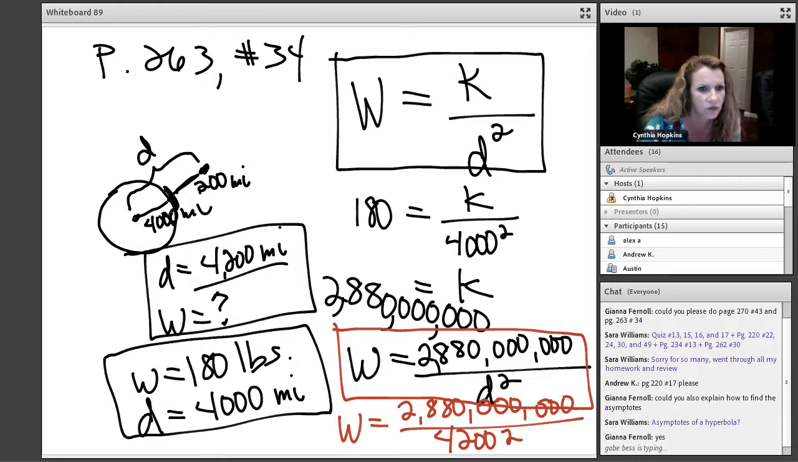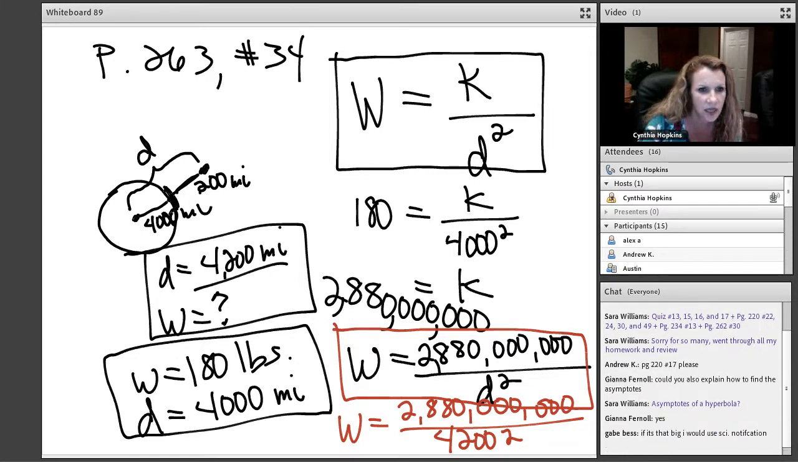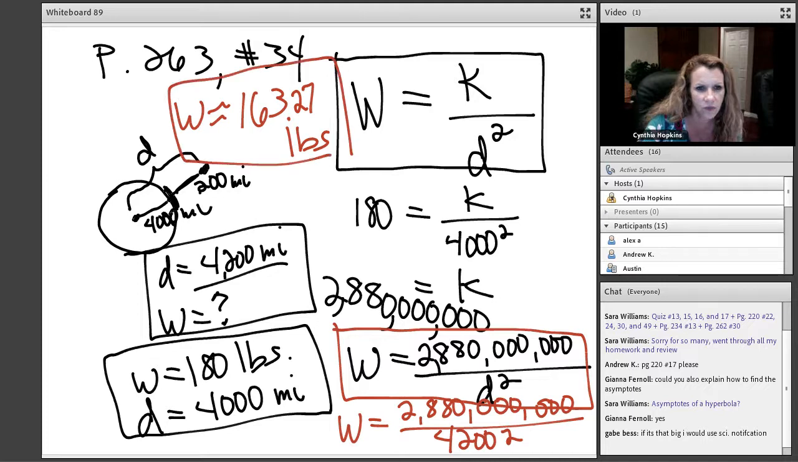and I get that he would weigh approximately, where can I put this? Let me put it in red, I guess. W would be approximately 163.27 pounds. And I have no idea how they rounded in the back of the book, but there you go. Okay, so it's a little bit lighter, but not that much.